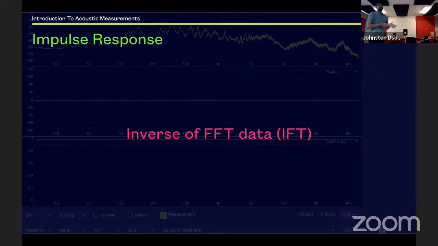Basically, if some of you are familiar with calculus, you can say the FFT works like differentiating, and the inverse of it would be integrating the entire thing.